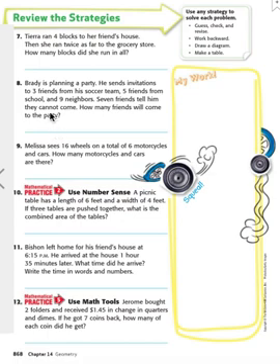Okay, number 8. Brady is planning a party. He sends invitations to 3 friends from his soccer team, 5 friends from school, and 9 neighbors. So first of all, when we solve this, we're going to find out how many invitations he sent in all. Now here's the second part of it. 7 friends tell him they cannot come. How many friends will come to the party?